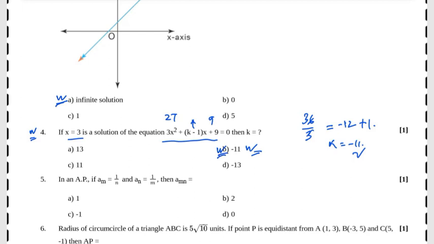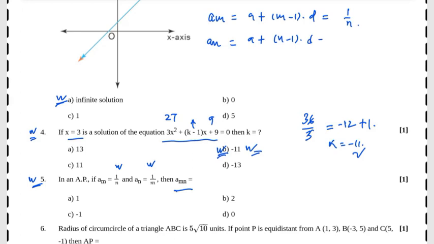Let's see the next question. This is the question number 5. If a_m equal to 1 by n and a_n equal to 1 by m, this question asks us what is a_mn. So here a_m equal to a plus (m minus 1) into d equal to 1 by n, and here a_n equal to a plus (n minus 1) into d equal to 1 by m.